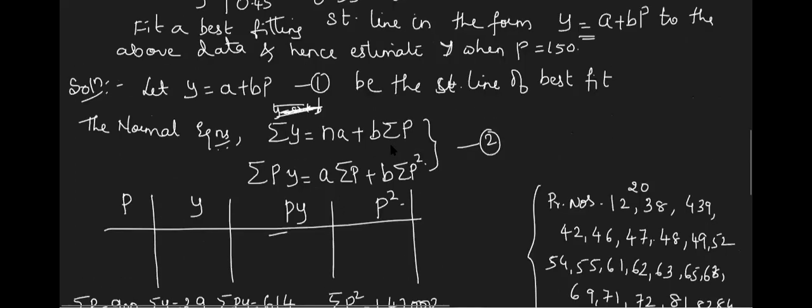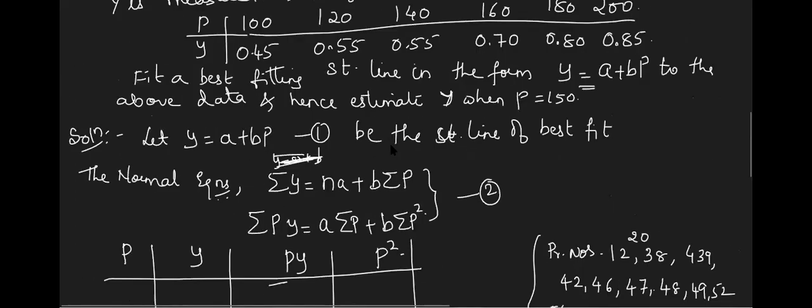We can verify whether this is correct or not, provided it should be either increasing or decreasing order. Is it in increasing order? See the value of Y. As P increases, Y also increases, right? Now tell me, 150 is between which two values of P? It is between 140 and 160.